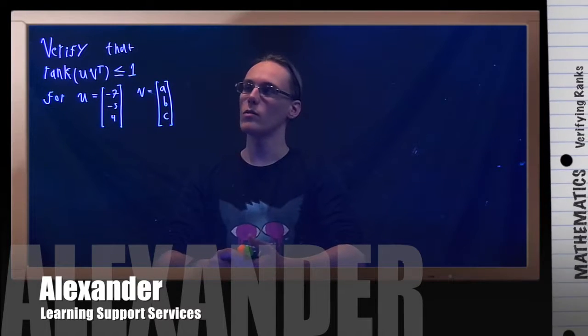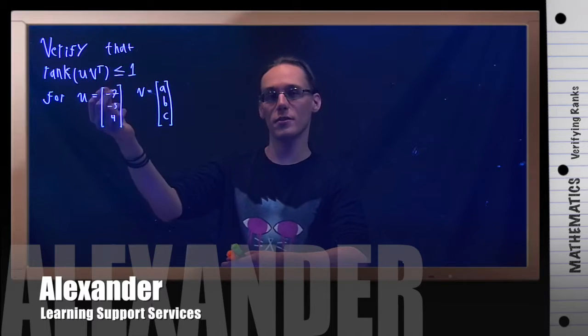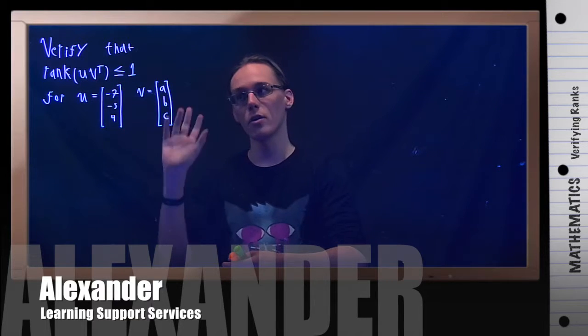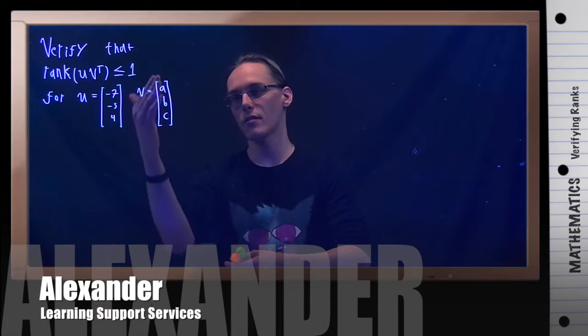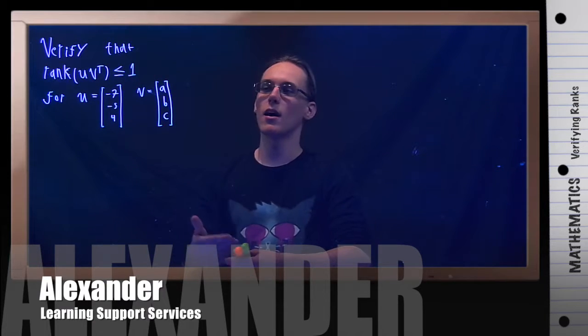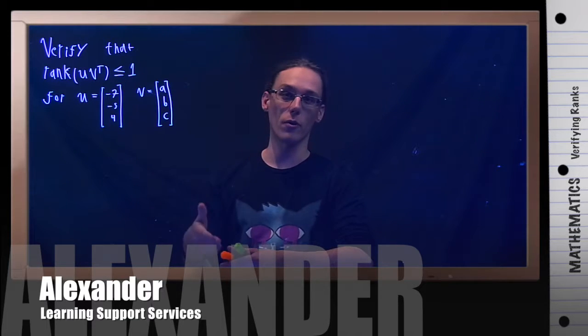In this example, we're asked to verify that the rank of U times V transpose is less than or equal to 1 for these given U and V right here. Noticing, interestingly enough, that V is given in the abstract. It could be any vector whatsoever, but U is specified as -7, -5, and 4.